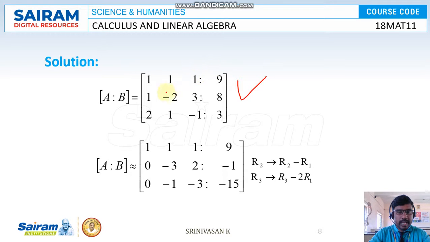So what is our aim? Our aim is to make an upper triangular matrix. That means we have to make zeros here, here, and here. We'll follow it one by one. First, to make a zero here, just subtract R1 from R2. In R2, I just do R2 minus R1.